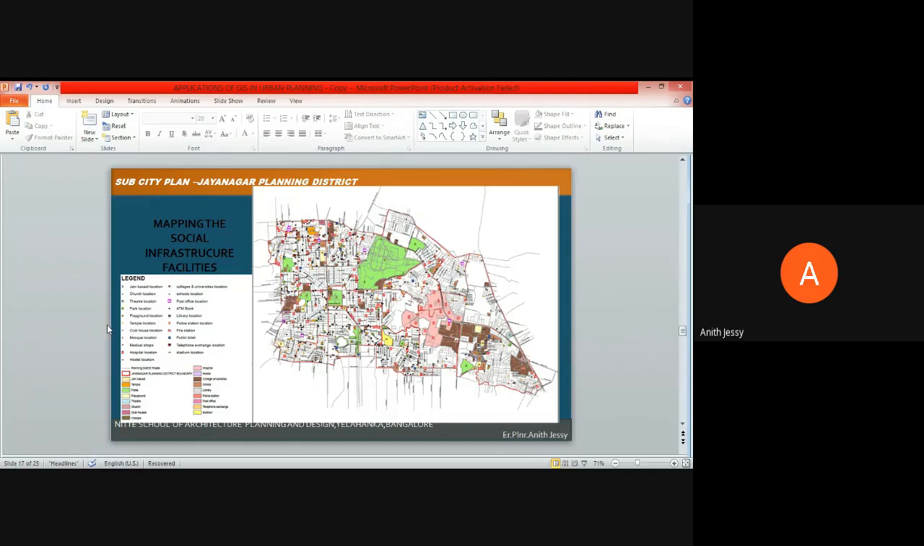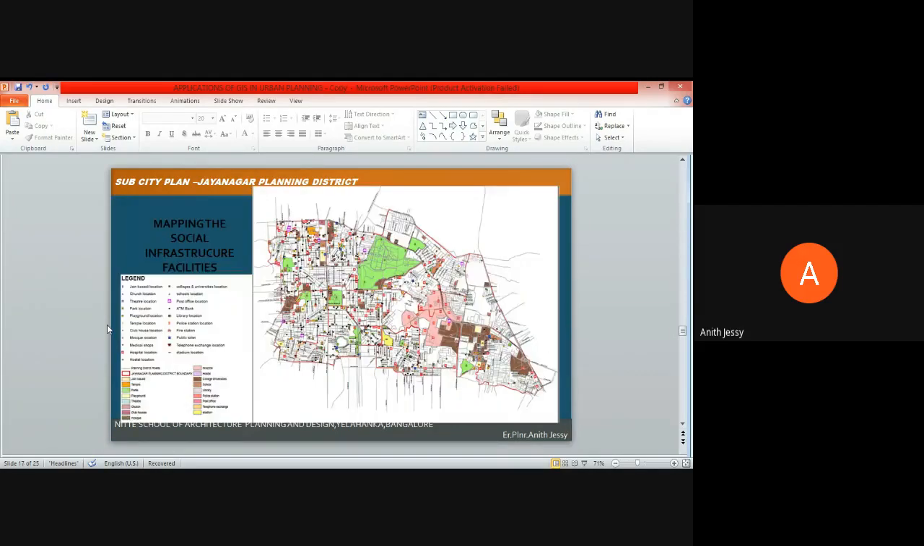And next we had an opportunity to map and see the existing social infrastructure facilities on the map. So this map completely shows the location of hospitals, schools, colleges, universities, ATM facilities, libraries, police stations, fire stations, and park locations and everything.